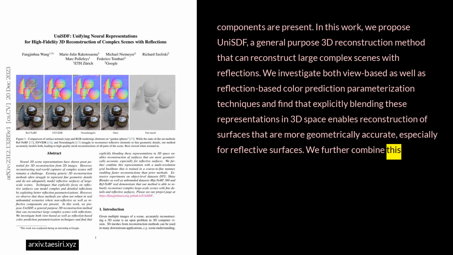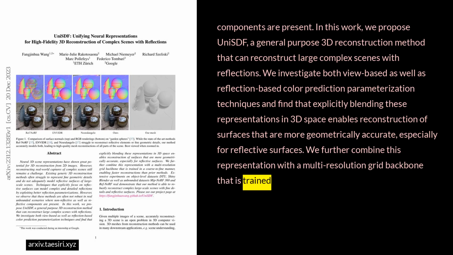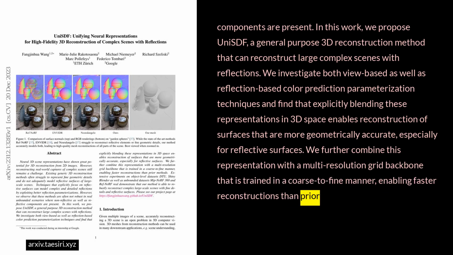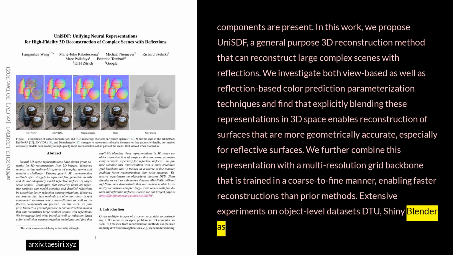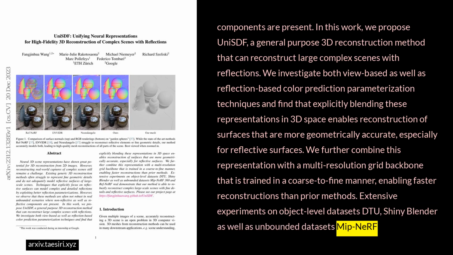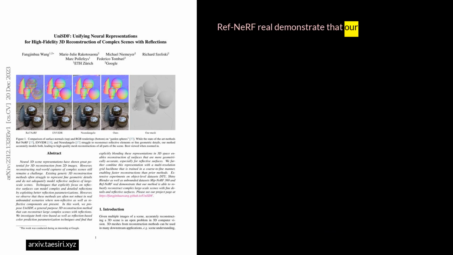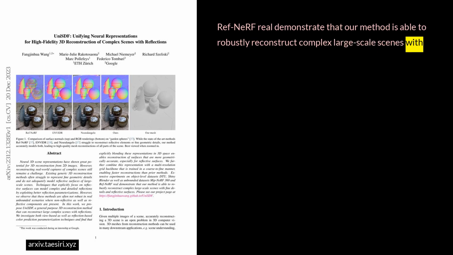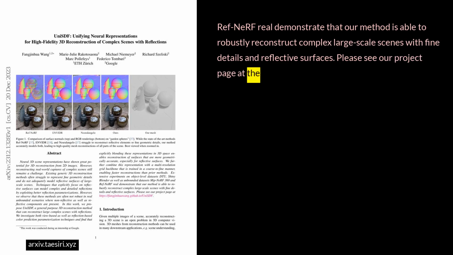We further combine this representation with a multi-resolution grid backbone that is trained in a coarse-to-fine manner, enabling faster reconstructions than prior methods. Extensive experiments on object-level datasets, DTU, Shiny Blender, as well as unbounded datasets, MipNeRF 360 and RefNeRF Real, demonstrate that our method is able to robustly reconstruct complex large-scale scenes with fine details and reflective surfaces. Please see our project page at the project's website.